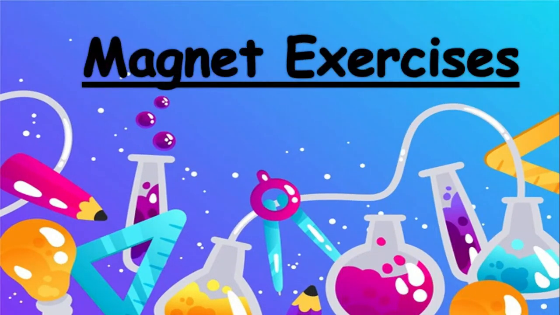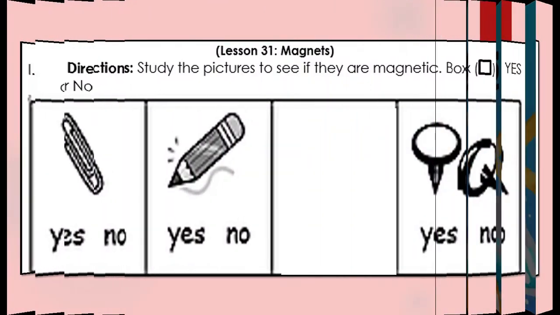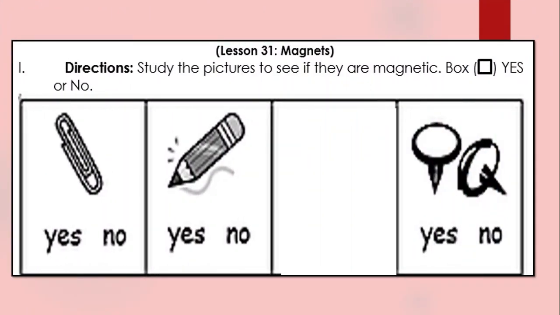Let's have a magnet exercise. Study the pictures to see if they are magnetic. When we say magnetic, those are the things or objects that can attract to a magnet. Just box yes if it is magnetic and no if it's not. How about the paper clip? Yes. How about the pencil?